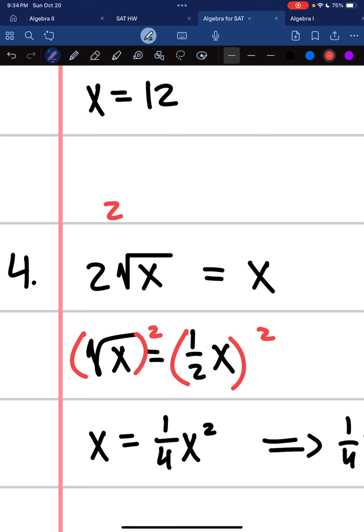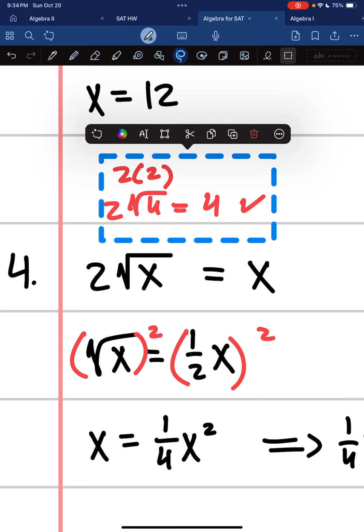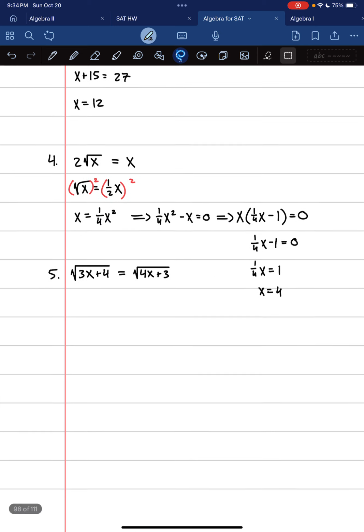And if I plug in x equals 4, then I get 2 times root 4 equals 4, which is true, because root 4 is just 2, so this is 2 times 2, right? Which we know is 4. So both of these solutions work.